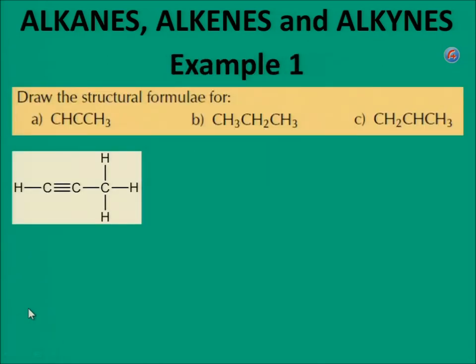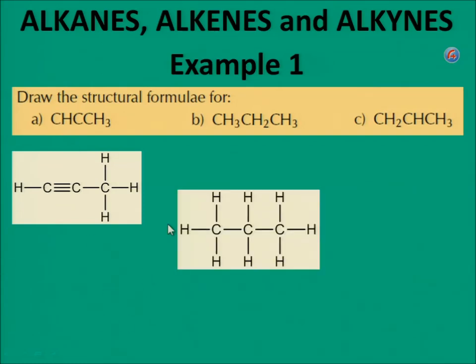Example 1. Draw the structural formula for these condensed structural formulas. For A, CH, there it is, CH. Another carbon atom, there it is, bonded to a CH3 group. Now, it is not shown in the question, but there has to be a triple bond between carbon 1 and carbon 2 for the carbons to have 4 bonds. And remember the golden rule, a carbon should always have 4 bonds. So this is the structural formula for A.